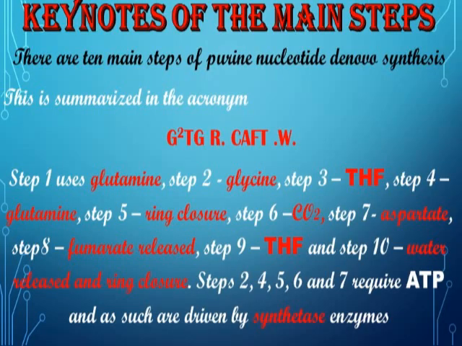Now, let's look at some keynotes that you need to know about the purine de novo synthesis. There are 10 main steps of purine nucleotide de novo synthesis. This is summarized in the acronym G square T G arrow C A F T W. Now, the first G stands for glutamine, the second G stands for glycine, T stands for tetrahydrofolate. This G stands for glutamine.